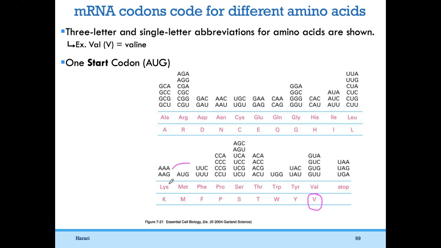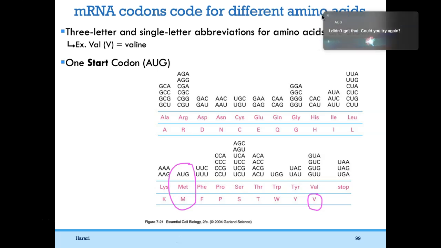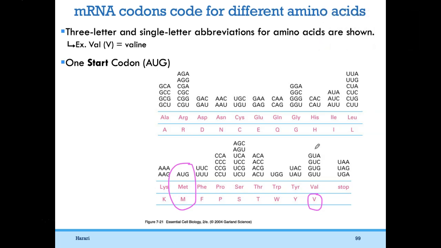There's also a start codon, AUG, that all proteins begin with. Every single mRNA transcript starts with AUG as the start codon, because translation begins at AUG all the time. What this means is that every protein will have a methionine, which is the amino acid that's encoded by AUG. Every protein will start with the methionine first.